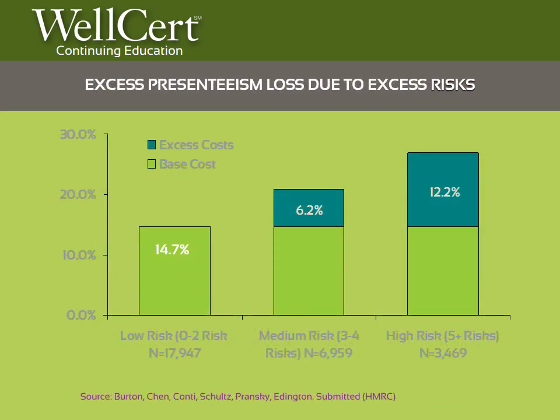Now, this is additional data from the Health Management Research Center, and it looks at excess presenteeism loss due to excess risk. So here we're looking at the low-risk individuals, 0 to 2 risk factors, about 17,000 people. The medium risk, 3 to 4 risk factors, and that's about 7,000 people. And then the high risk, 5 or more risk, that's about 3,400 people. So these are all actuarially credible populations.